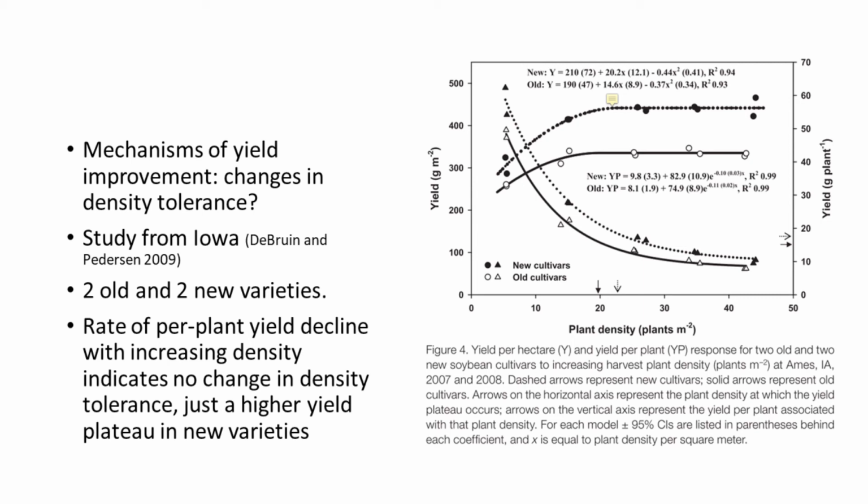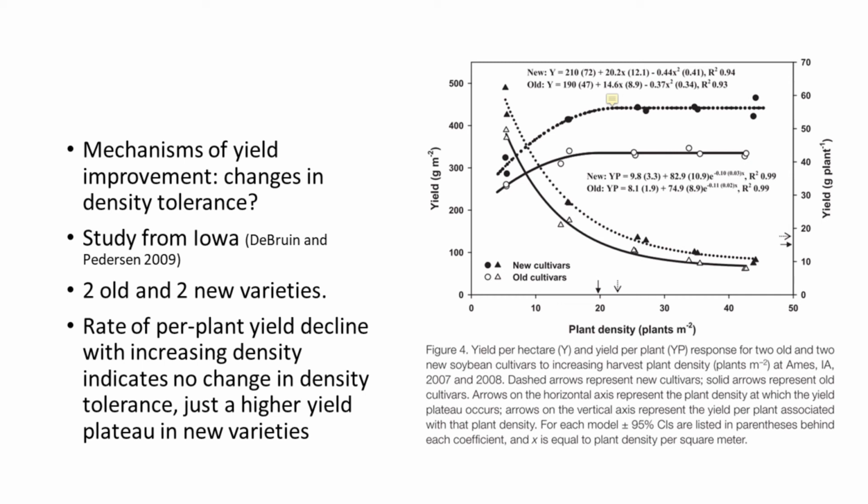What De Bruin and Peterson find is that this exponential decay function is essentially identical between the new and old varieties. So new and old varieties behave very similarly when exposed to density stress. The only difference is that per plant yield is slightly higher in newer varieties at every plant density, but the reaction to increasing plant density stress is the same. And so they conclude that there's no evidence that new soybean varieties have a higher plant density tolerance.